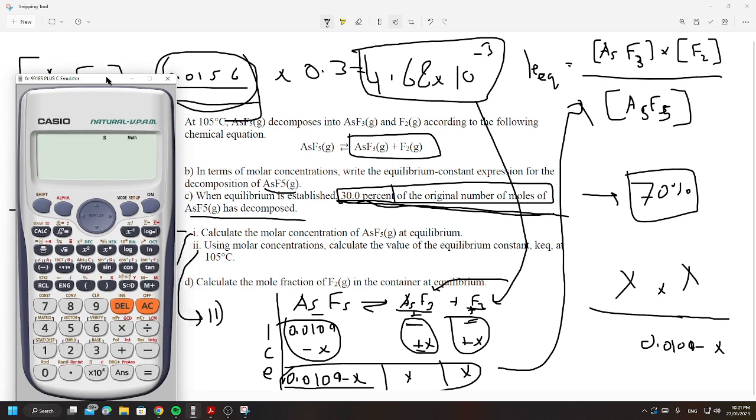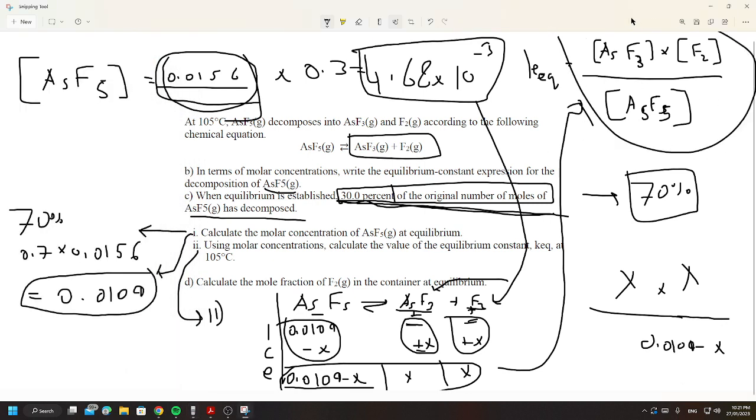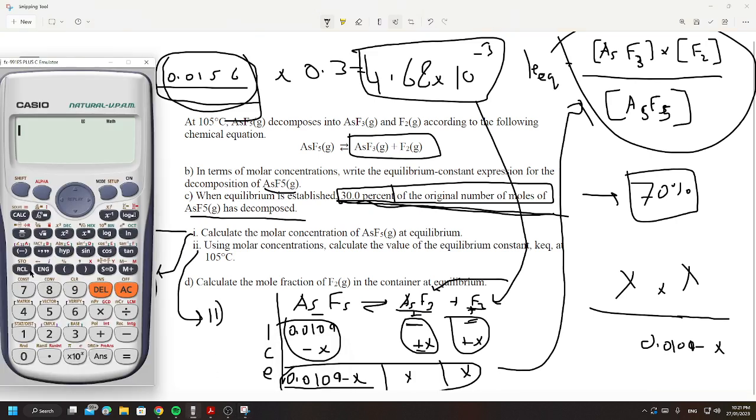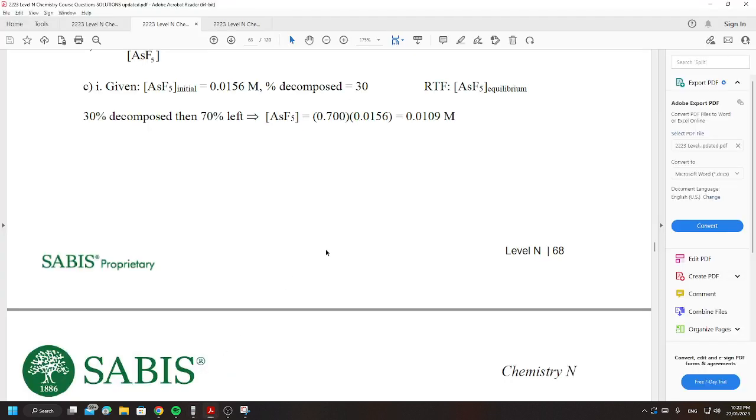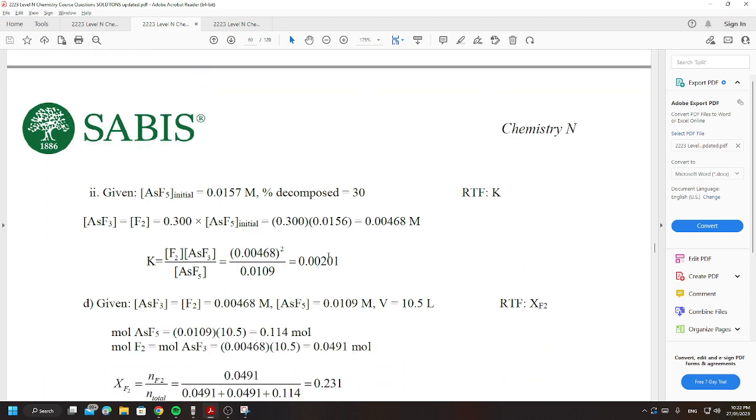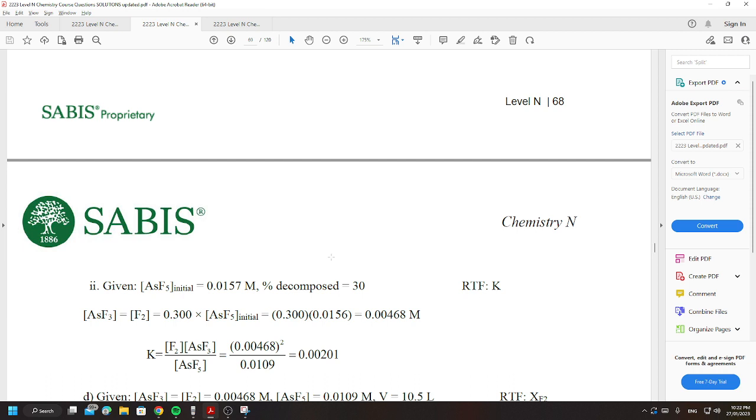So now we go to our calculator and substitute all of this into this formula: x squared over 0.0109 minus x, where x is 4.68 times 10 to the power of negative 3. Our K equilibrium is, to three significant figures, 3.52 times 10 to the power of negative 3. Let's double check our answer. They do.